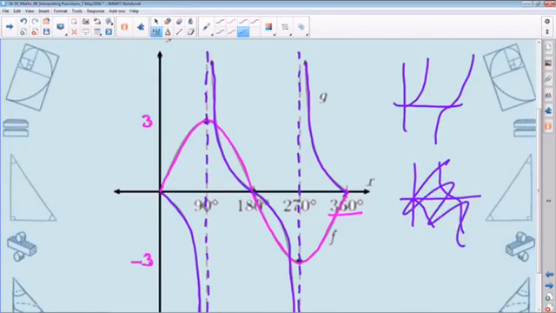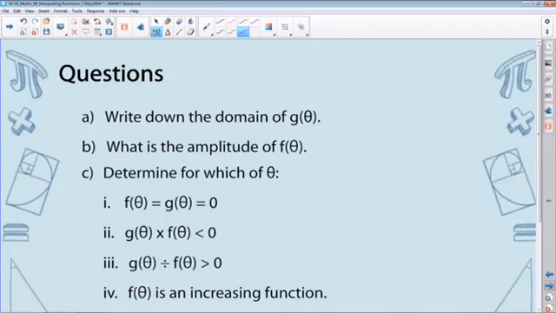Okay, let's look at what the questions are asking us. Write down the domain of g of theta. What is the amplitude of f of theta and g of theta? Determine for which values of theta f equals g, which equals 0. And g times f is less than 0. G divided by f is more than 0, and f is an increasing function.